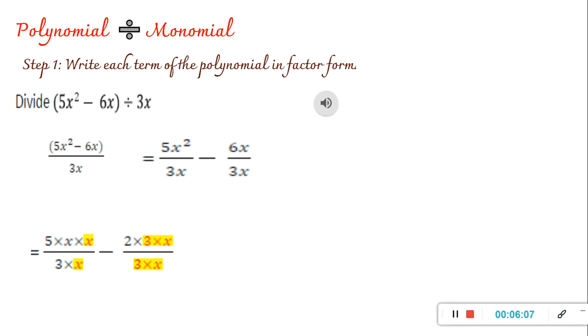So here in the first term x and x will get cancelled, and in the second term 3 and 3 will get cancelled, x and x also will get cancelled. So you are left with 5x upon 3 minus 2, right? So this is the result of your division of this algebraic expression, right? So here also the common factors get cancelled during division, isn't it? And after that you are arriving at the result. So that is polynomial divided by monomial. Okay.